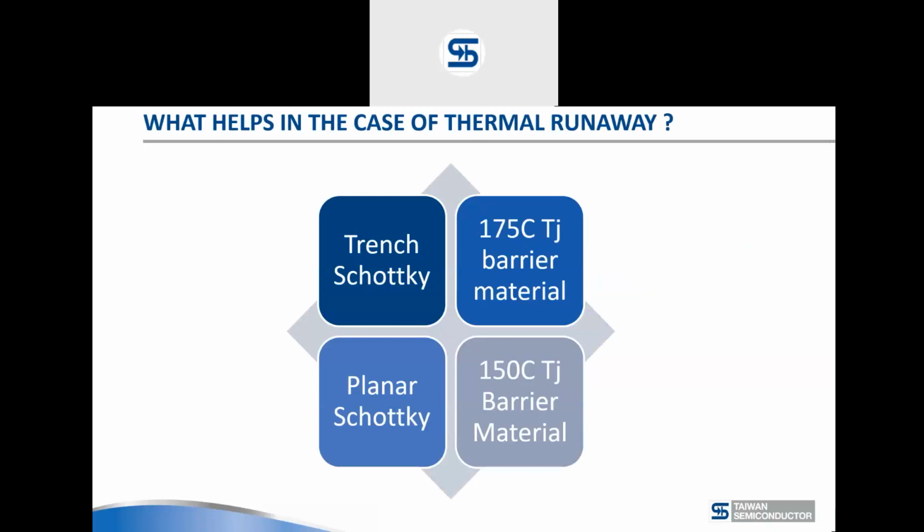So what helps in case of thermal runaway? It's very simple. You want to keep the leakage current as low as possible. So in that case, you want to have a trench Schottky because the die size is smaller, and you want to have 175 degrees C barrier material because the leakage current is smaller. The ones below, planar Schottky with a bigger die and the 150 degrees C barrier material, it's not that they are bad diodes or anything like that. They just have higher leakage currents and will be more prone to go into thermal runaway.